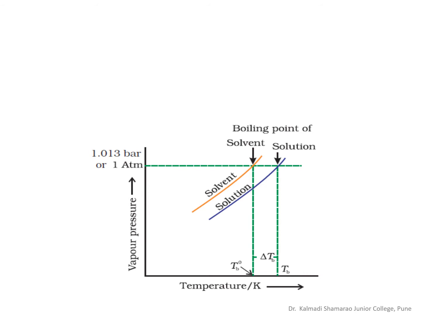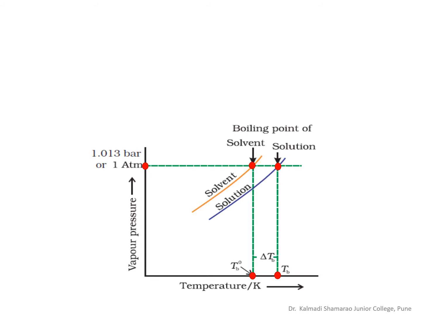Let us try to understand elevation of boiling point with the help of a graph of vapor pressure versus temperature. The vapor pressure of a solvent and solution increases with increase in temperature. The temperature at which vapor pressure of solvent becomes equal to atmospheric pressure is the boiling point of solvent, Tb naught. And the temperature at which vapor pressure of solution reaches the atmospheric pressure is the boiling point of solution, Tb. The difference between Tb and Tb naught is called elevation of boiling point.